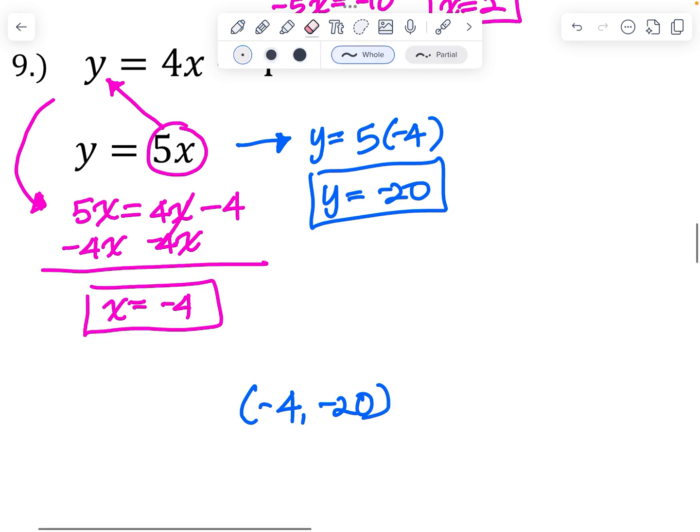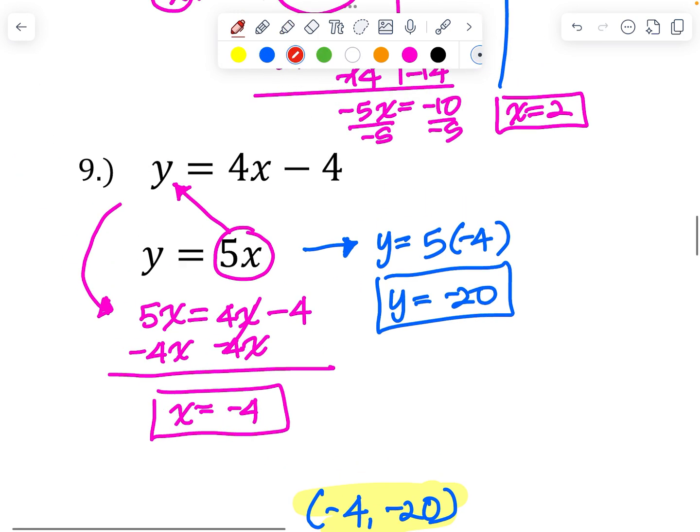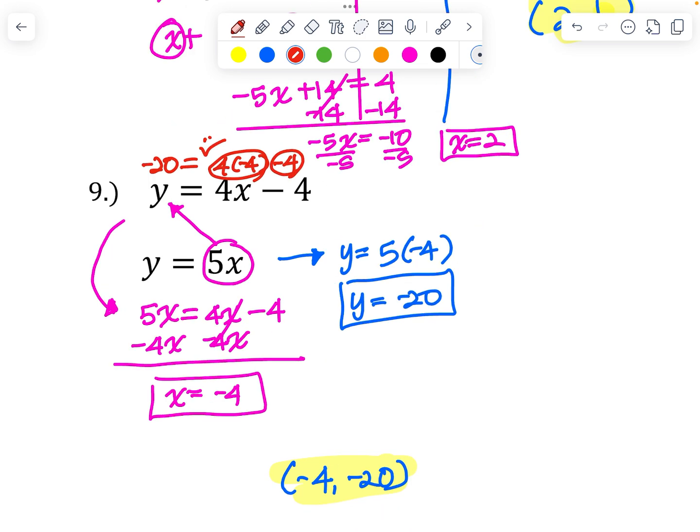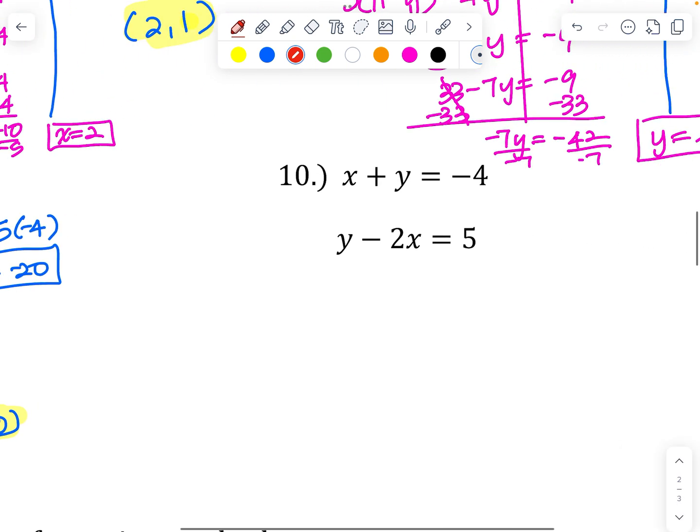And don't forget to do your happy check. All right, so let's see. Negative 20 equals 4 times negative 4 minus 4. That gives me negative 16 minus 4 is negative 20. Happy check. All right, next one.